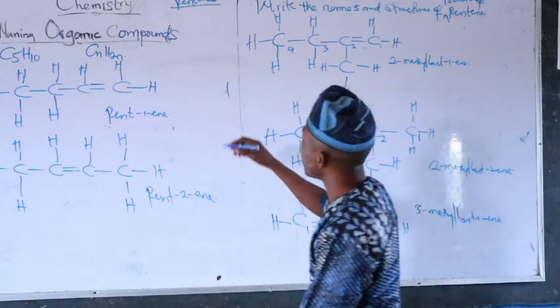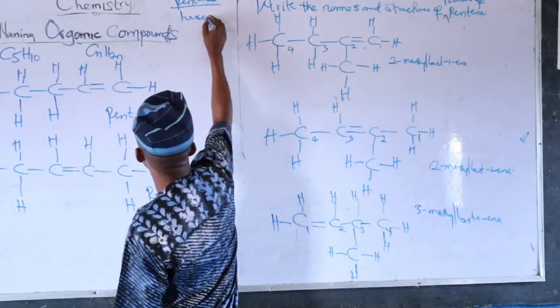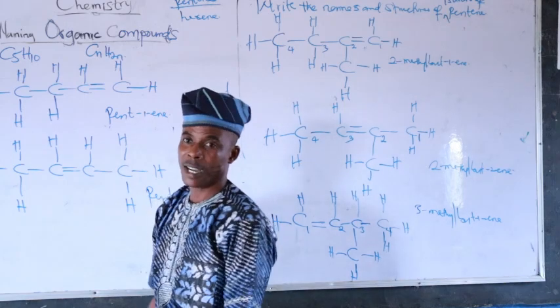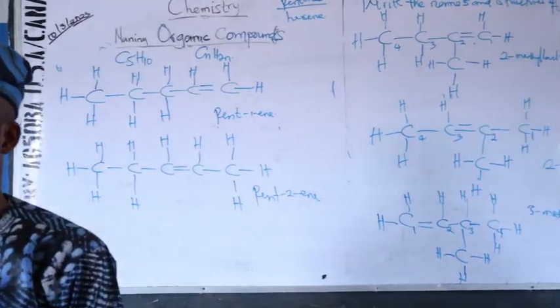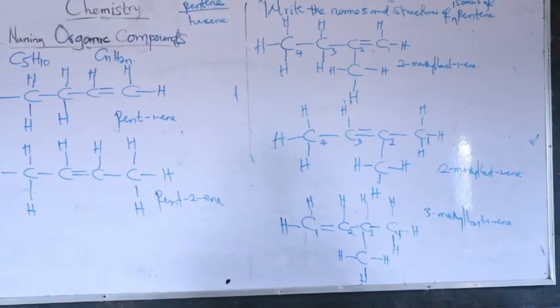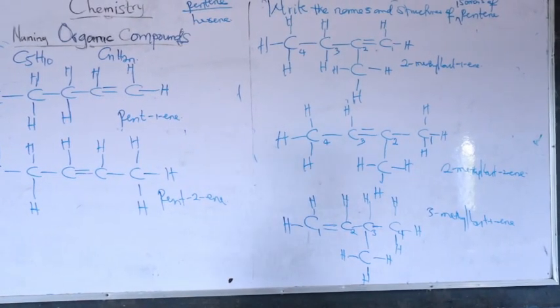Then now write all the isomers of hexane as an assignment. Till we meet again for another chemistry class, enjoy the rest of the day.